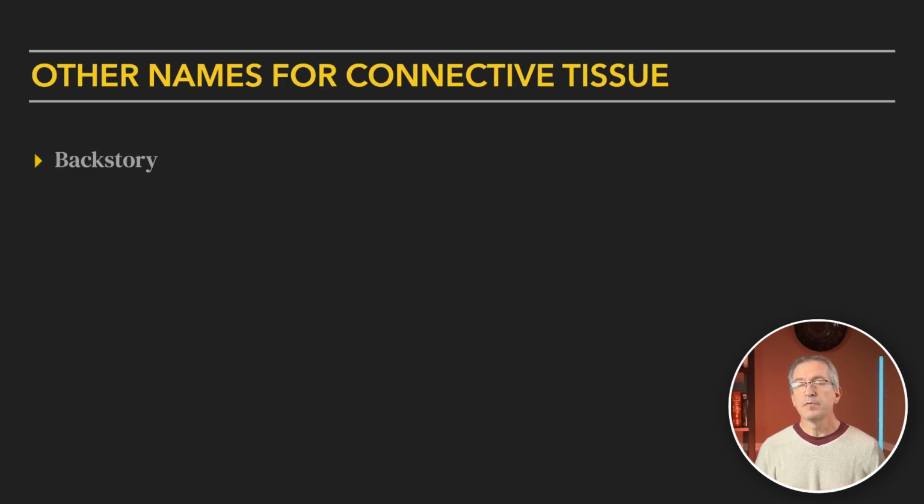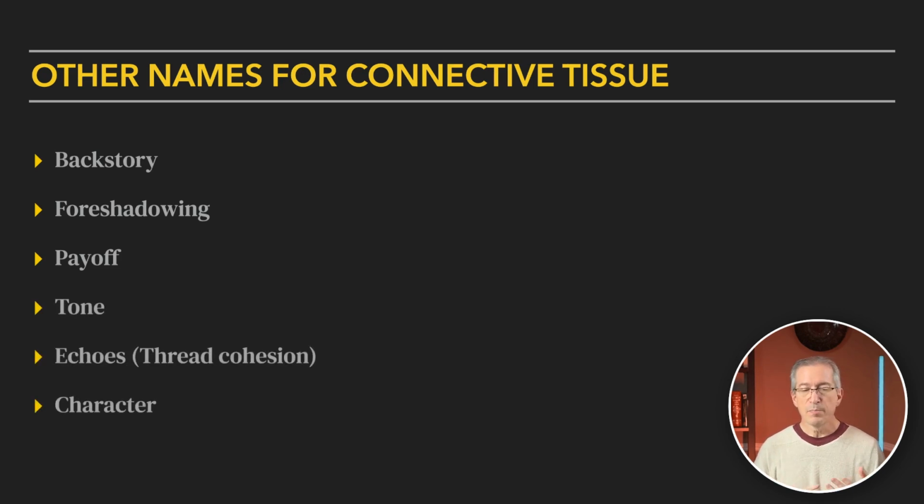There are various names, and I'm lumping these together so we can talk about them all in one place. There's backstory, there's foreshadowing, there's a payoff, some event that you're hinting at and you finally give the reader or viewer. There's the tone, and there's that thread cohesion if you have multiple threads in your story.